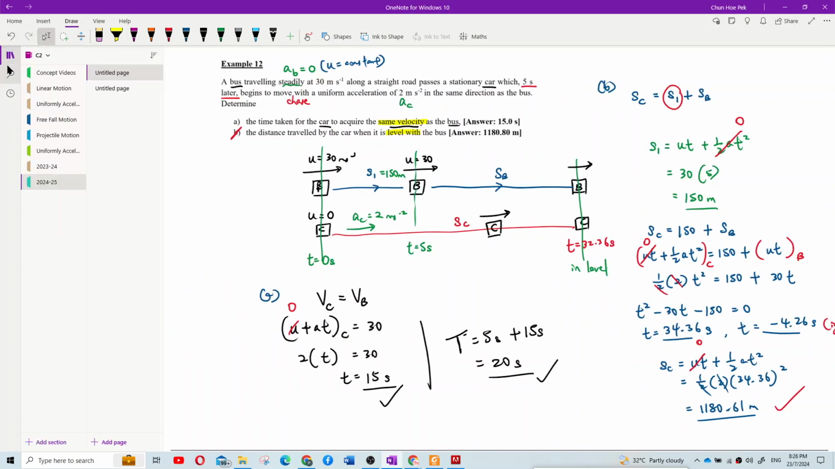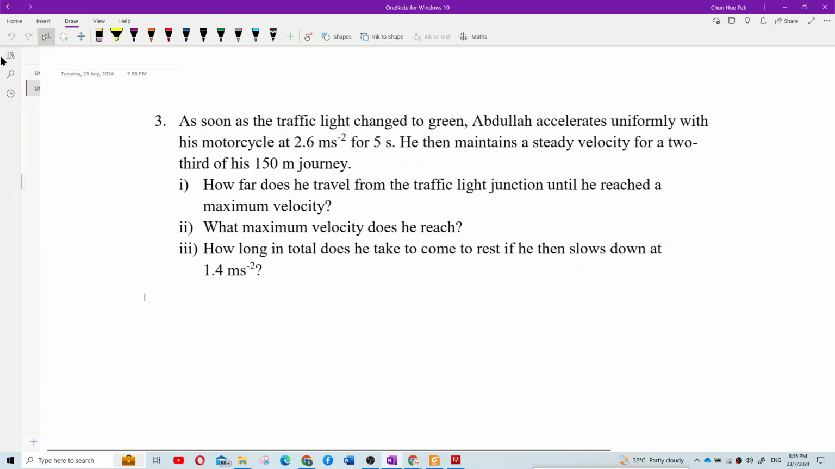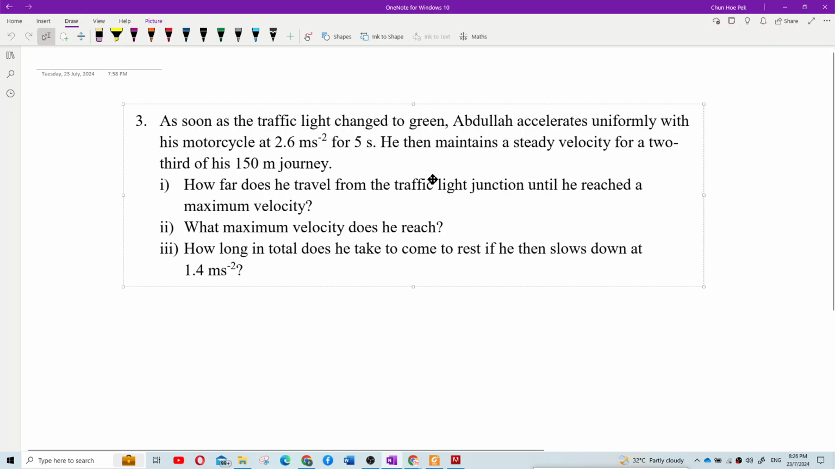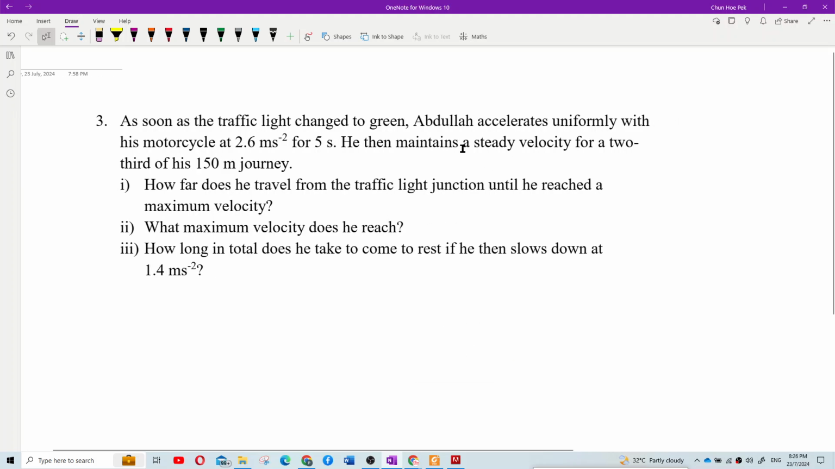So baik. Looking at the next question, yeah, some students also cannot do this. So let us just discuss here. As soon as the traffic light changes to green, Abdullah accelerates uniformly with his motorcycle at 2.6 meters per second square for 5 seconds. He then maintained steady velocity for 2/3 of his 150-meter journey. How far does he travel from the traffic light junction until he reaches a maximum velocity?